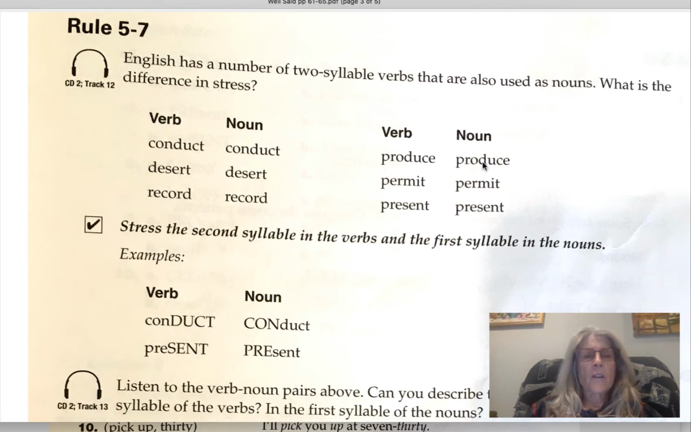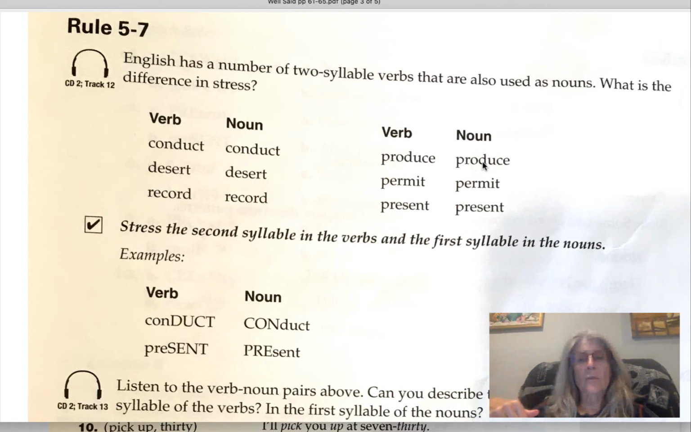So here's one, conduct. Here's the noun, conduct. Here's the verb, desert. Here's the noun, desert. Here's the verb, record. The noun, record. Here's the verb, produce. Here's the noun, produce. That's like apples or oranges or anything that you'd find in the vegetable section that's called produce. That's the noun. But if I'm going to make a record, then I want that record produced. So you can see that the stress is on the second syllable, okay?